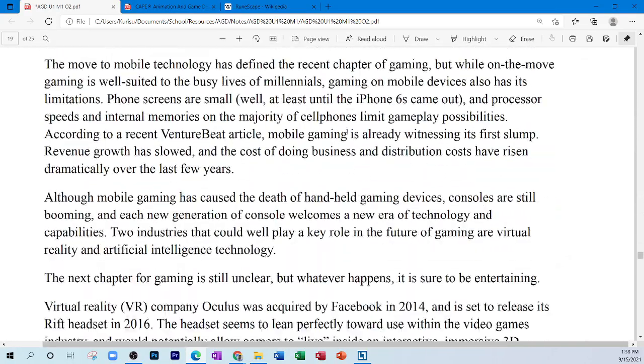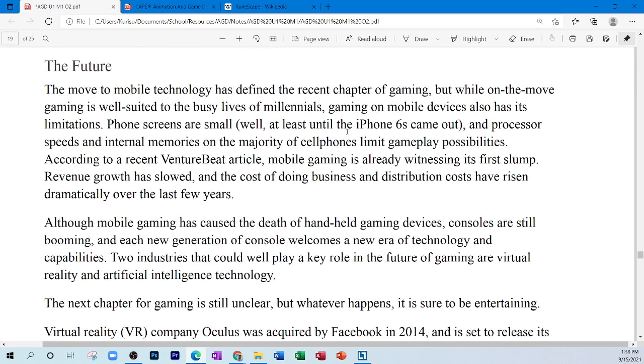Or the last paragraph, the last part, the future. What is the future, Ariel?